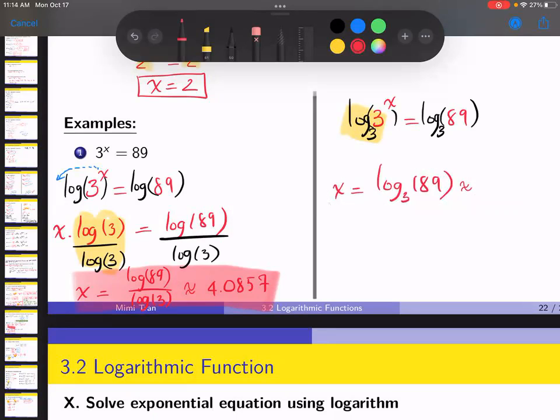Which one do you like better? Yeah, me too. The left one is for people whose calculator doesn't have a different base. If you have just base 10 or base e, then I recommend this one. If I ask you for a numerical approximation, you cannot do that. Or maybe you can, but if you know your change of base well, you can change it to here.